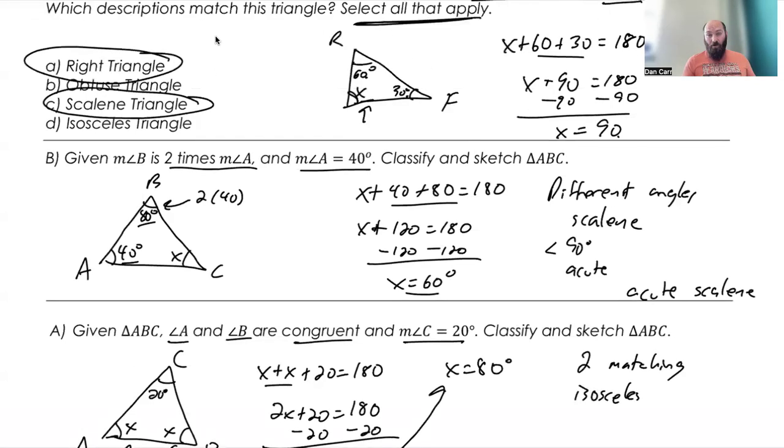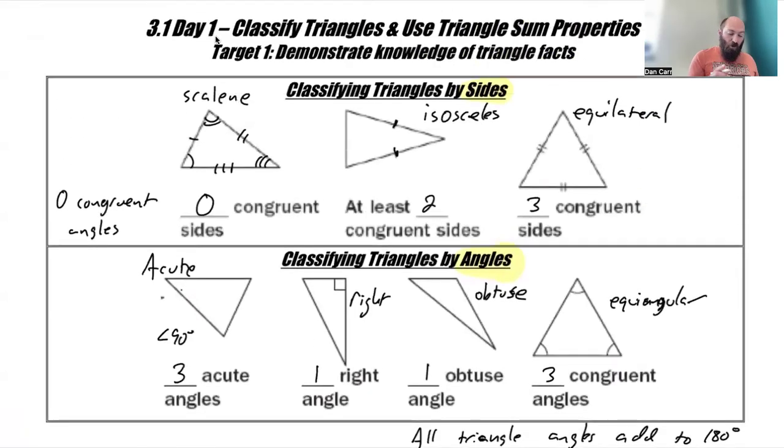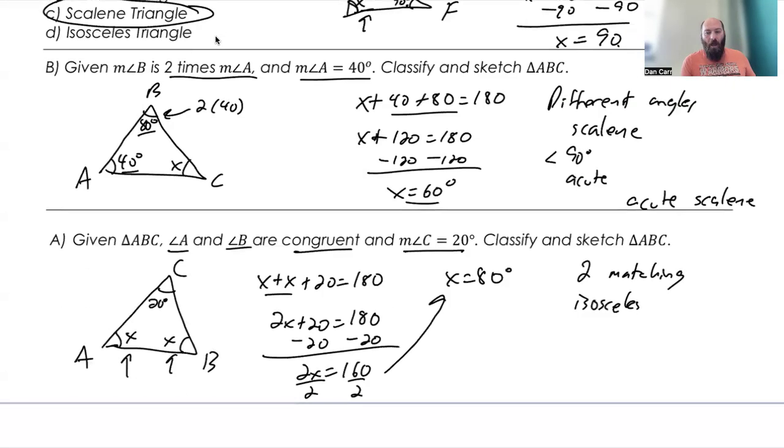And I should have mentioned that earlier. I'm going to come back here. We know it's isosceles if we have two sides that match, but if we have two sides that match, we are also going to have two angles that are matching. Okay, so two congruent sides, also two congruent angles as well. So that's going to be important as part of that. Okay, so we have two matching angles, we have isosceles.